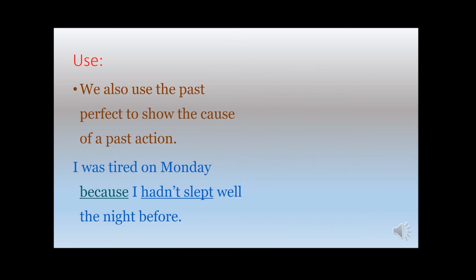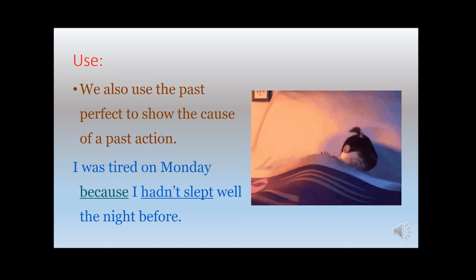We also use the past perfect to show the cause of a past action. It means, whenever we want to express the reasons for our late coming, health conditions and inconveniences that happen in our life, the past perfect is suitable. Let us see an example for this cause of past action. I was tired on Monday because I hadn't slept well the night before.